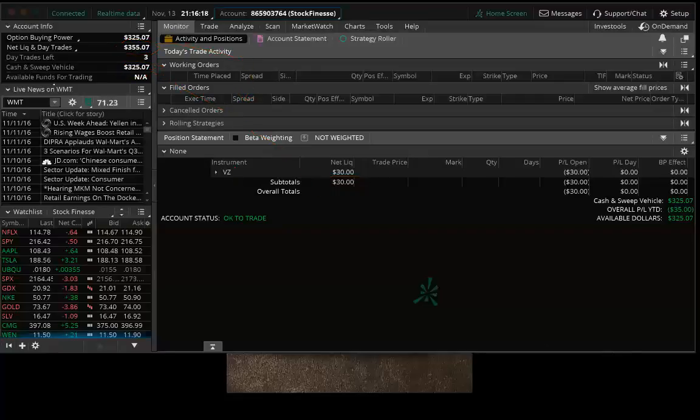Next, this is the news section. In the news section, you have your stock symbol, the price of the stock, and the news.